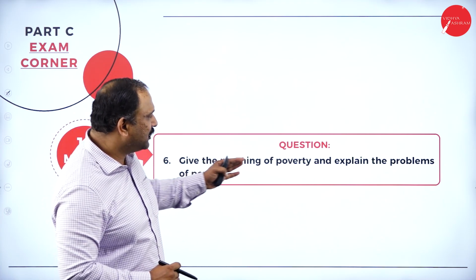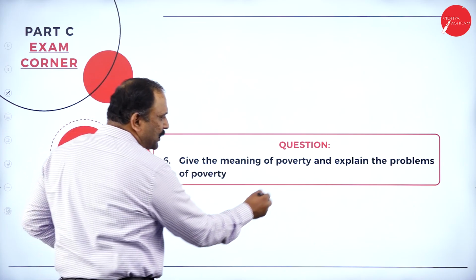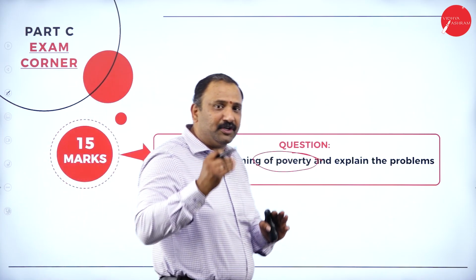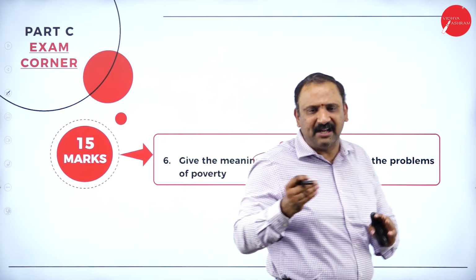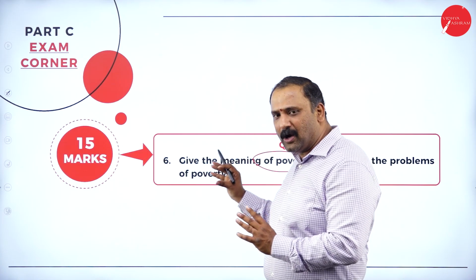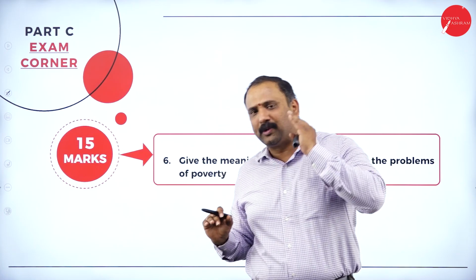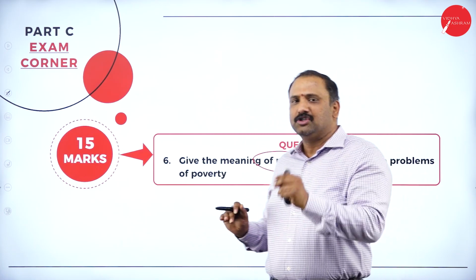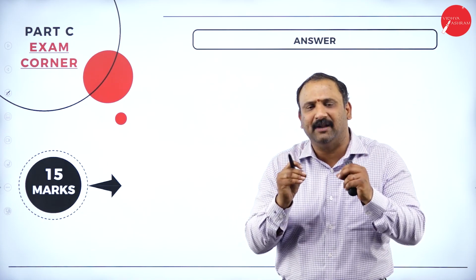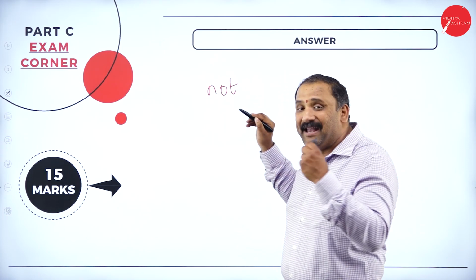Followed by, give the meaning of poverty and explain the problems of poverty. Again, this is a very generic question. Poverty is something that you have been visualizing and are able to understand when we talk about the Indian economy. Why? Because of the amount of suffering that India has gone through right from the time of the British till now. So poverty is basically a state where a human being is not able to meet basic needs.